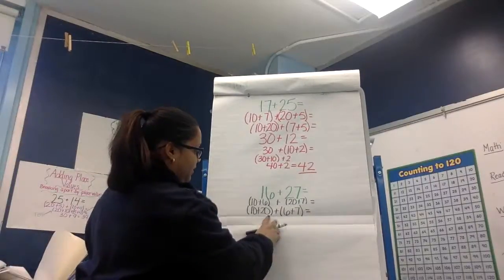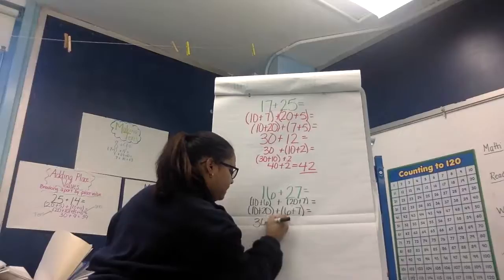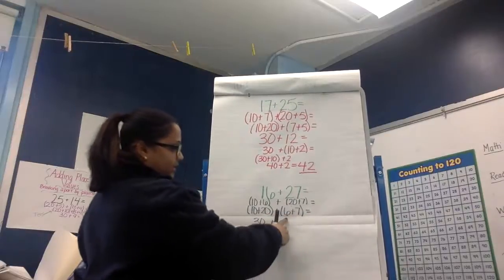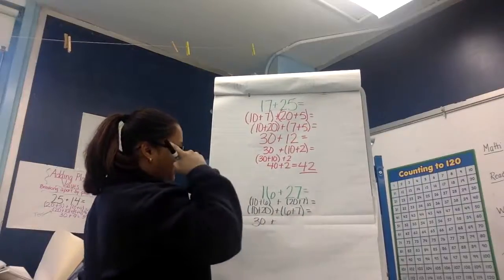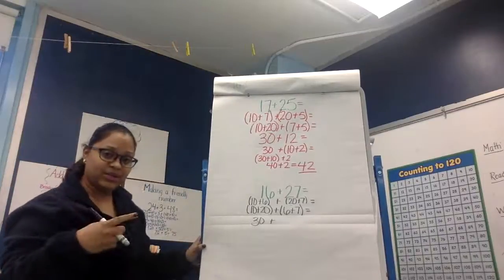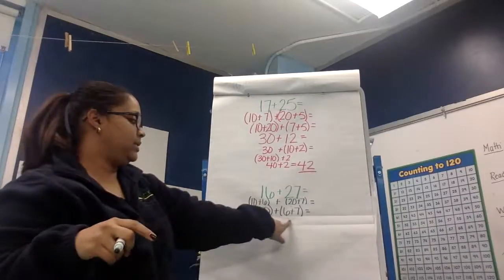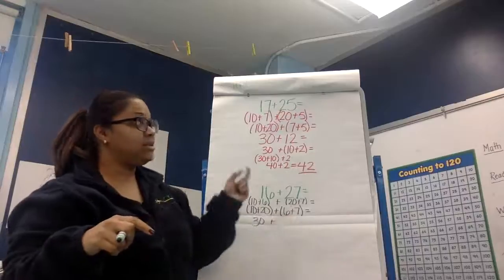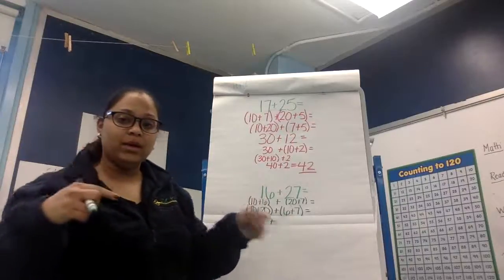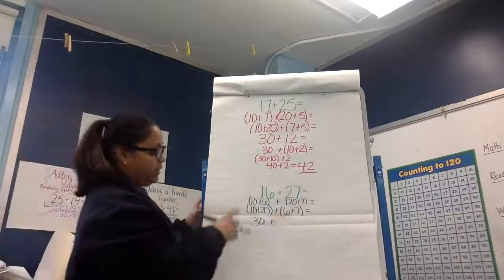So here 10 plus 20 is 30. Plus, I have 6 and 7. I'm going to think again using some of the other strategies that I have, what this will give me. I know that 6 plus 6 is 12. I'm going to add that 1. And I know that this is going to give me 13.